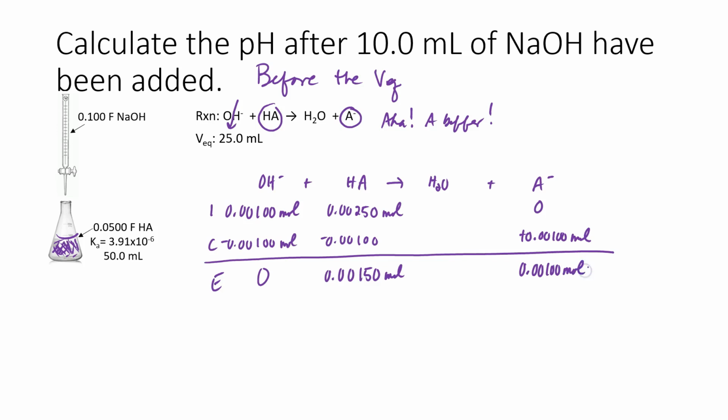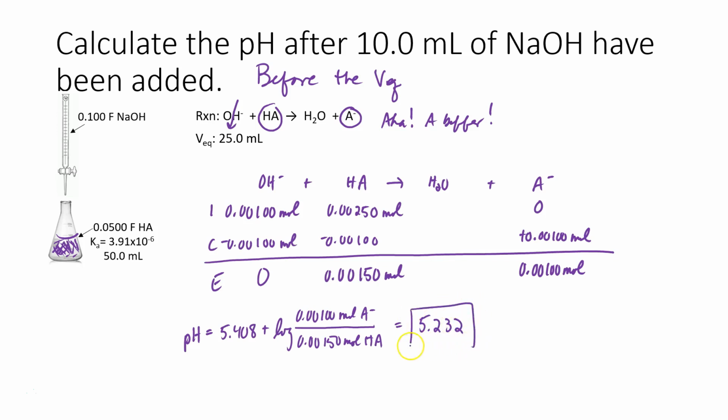And we've made some A-, 0.00100 moles. So now we could use the Henderson-Hasselbalch equation: pH equals, well, you'll have to get the pKa. I got 5.408 for the pKa, plus the log of A- over HA, and that gives a pH of 5.232. It's nice to see that the pH did increase from that initial pH of about 3 after you've added a strong base. So that's how we do it before the equivalence volume.